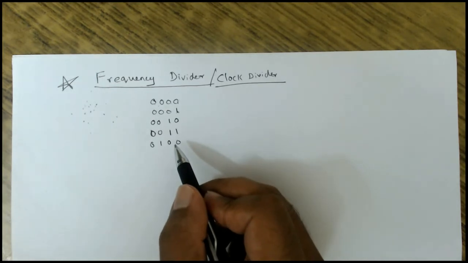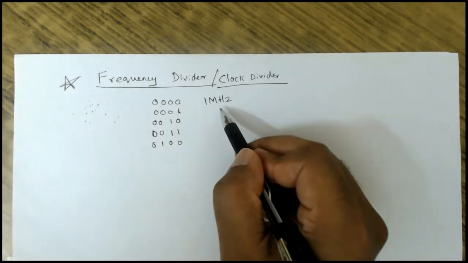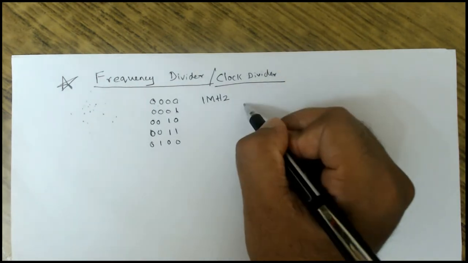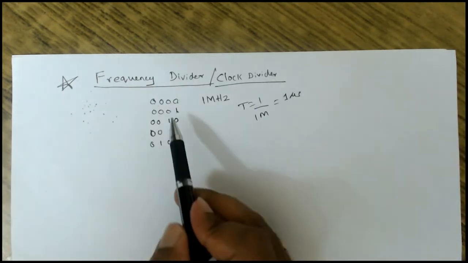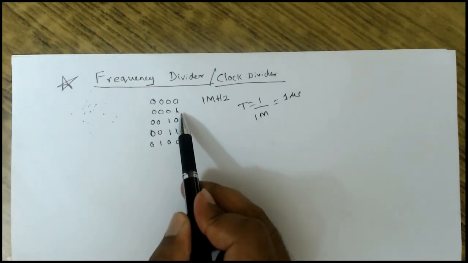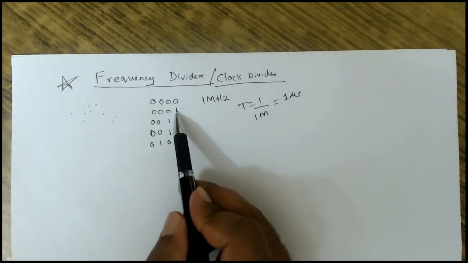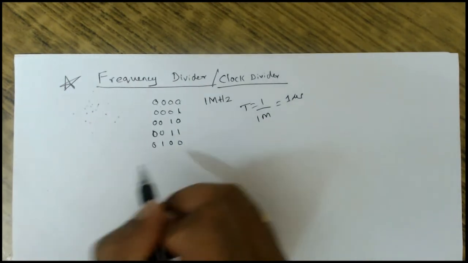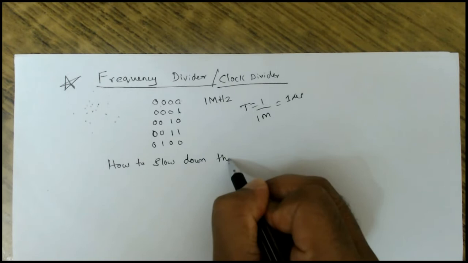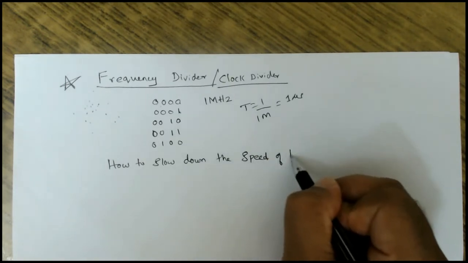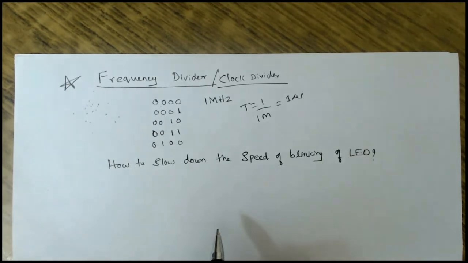it toggles. Here, because of the very high frequency, normally the frequency of FPGAs will be around 1 megahertz or more, which is 1 divided by 1 mega, that is 1 microsecond. So at every 1 microsecond, blinking of the LED happens, which is very difficult for the human eye to capture. Hence, we need to slow down the speed of the blinking. So how to slow down the speed of the blinking of the LED? That is the question, and that is what we are going to look into in this concept.